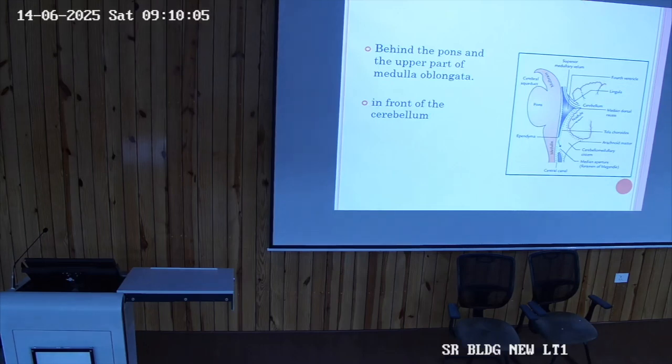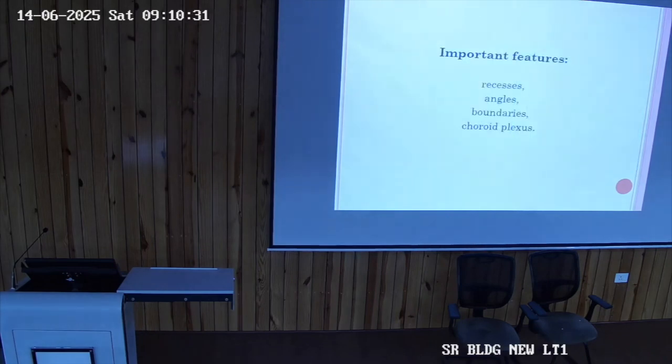So what do you think? Can we make out certain angles in the fourth ventricle? Like what are the connections of the cerebellum? Superiorly, it is connected to what? To the cerebral aqueduct of Sylvius. So it has got a superior angle, an inferior angle, and then there are two lateral angles. Then there is a roof, there is a floor, and then there are lateral boundaries. So what are the features? There are angles, there are boundaries, there are recesses, and then there is one choroid plexus.